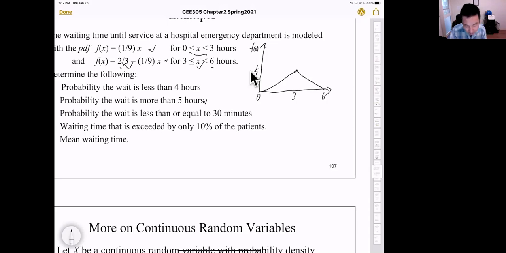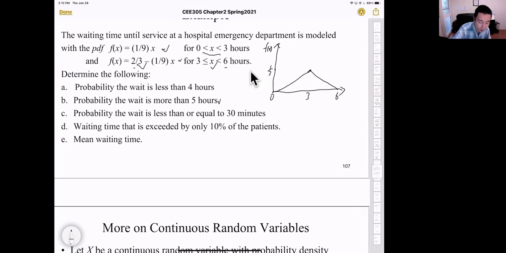Okay, then let's look at the first part of the question. Probability the wait is less than 4 hours. So 4 hours here. So we simply do the integration to calculate the areas here, which includes two parts. One is for x between 0 to 3. The other is between 3 to 4. So we just do the math.